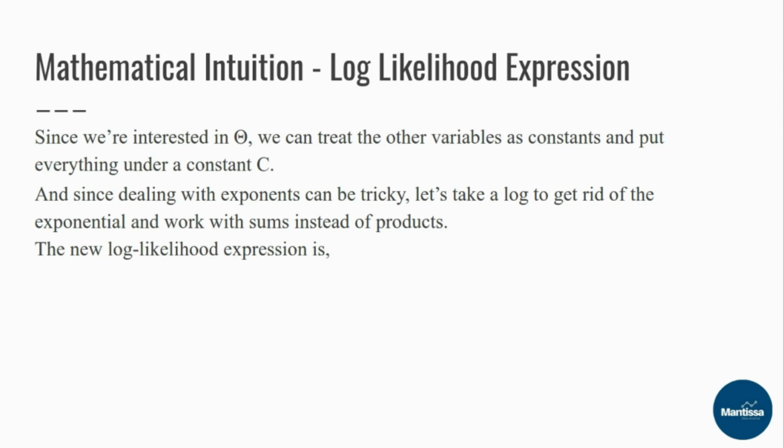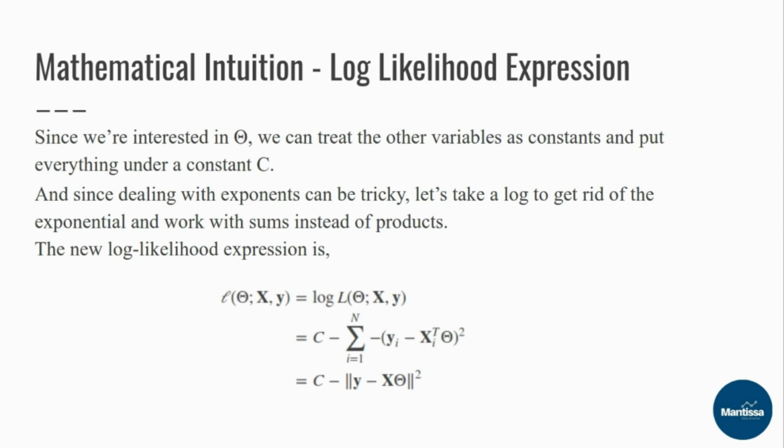What we are essentially doing is this: we had a likelihood expression in terms of exponentials, e to the power of something. We don't want to work with exponentials, and we also know that there are a lot of constants with respect to theta in our equation. So we put those constants under one constant c, and remove the exponent by taking a log on both sides. Now instead of looking at the likelihood, we are looking at the log likelihood expression.